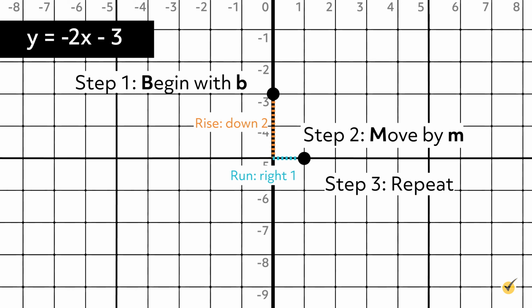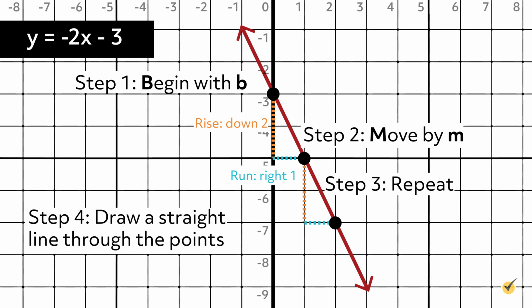Step 3. Repeat the rise equals down 2 and run equals right 1. Plot the third point at 2, negative 7. Step 4. Draw a straight line through the 3 points. Note the slant downward from left to right due to the negative slope in this equation.